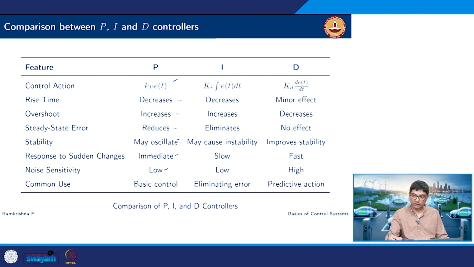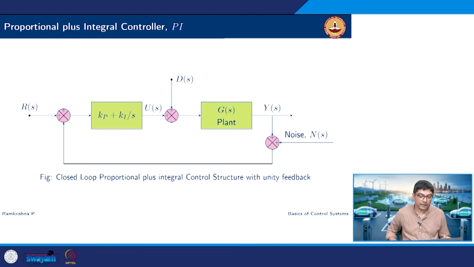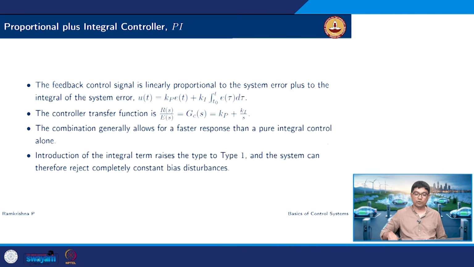Integral control helps in eliminating my steady state error, and derivative control improves the stability of the system. Each of these we will see in a little bit of detail going forward. To start with, I will use a proportional plus integral control, and the reason why we do not use purely integral or purely derivative control will become obvious from now on.